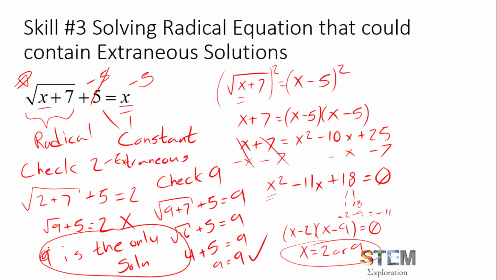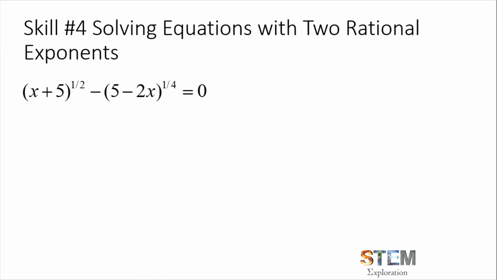All right? And that's how you check these radical equations and make sure that the solutions that you're finding are good. All right? So we found 2 and 9 as possibilities, but 9 was the only solution that worked for this radical equation. So one last example, another circumstance that you might see, just trying to give you a little bit of variety here, is you might try to solve an equation with 2 rational exponents.